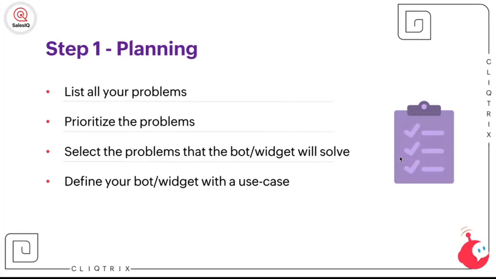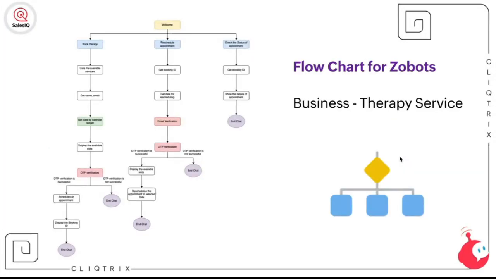so that you have a clear idea of where to focus or what type of bot or widget you want to build. Then you can give a story or outline to your bot or widget to define its flow and purpose. For example, let's take a therapy business. You need a bot to automate the scheduling cycles such as booking sessions, providing options for rescheduling, and more.